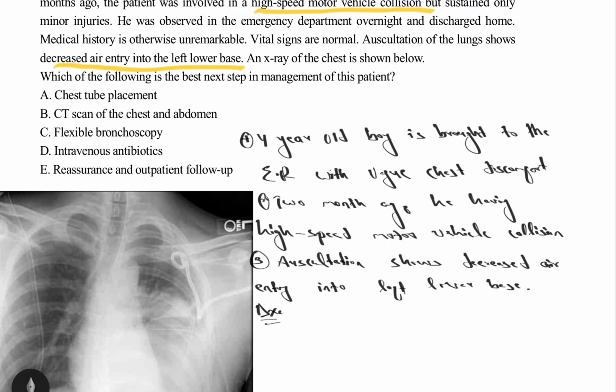Vital signs are normal. Auscultation of the lungs shows decreased air entry into the left lower base. An X-ray of the chest is shown below. Which of the following is the best next step in management of this patient?